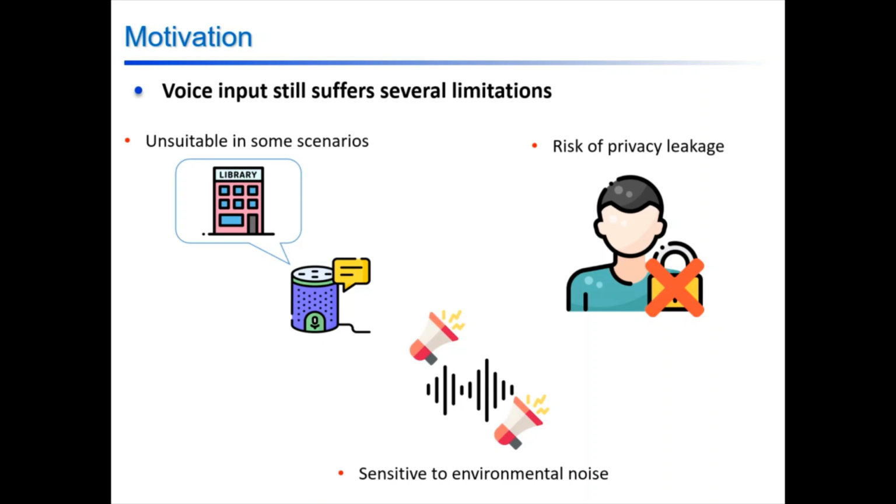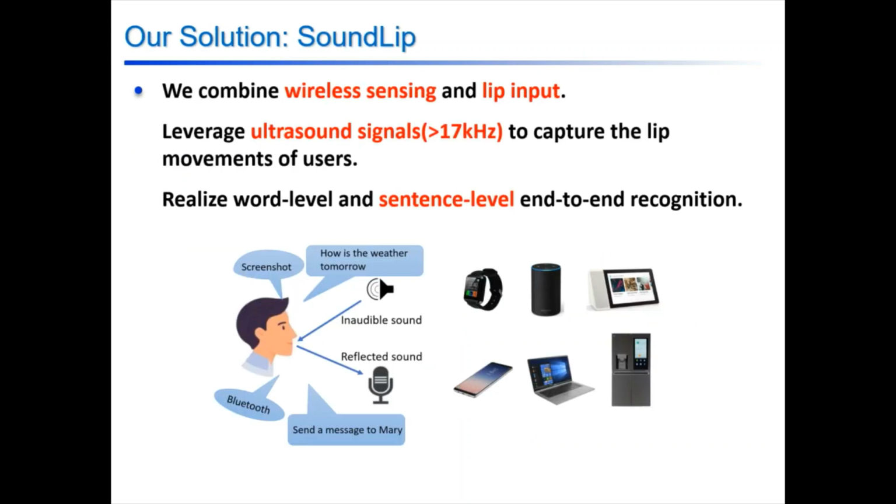However, VUI is not ready for increasing demands since it still suffers several limitations. For example, it is not suitable to issue voice commands in some scenarios, such as in a library, or environmental noise will significantly degrade performance of speech recognition. What's more, voice-based interaction in public areas also has the risk of privacy leakage.